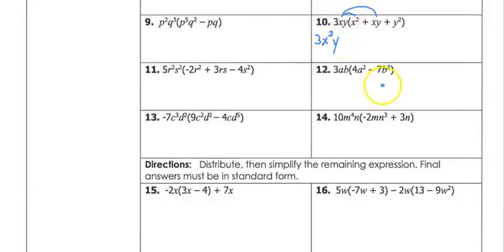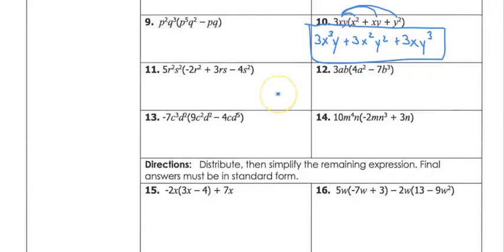Then I have 3xy times xy. Okay, so 3 times 1 is 3. X times x is x squared. Y times y is y squared. Right, and then my last term, 3xy times y squared. All right, 3, there is no x, so I'm just going to carry the x that's in my original term, and then y times y squared is y to the third. So it should look something like that.